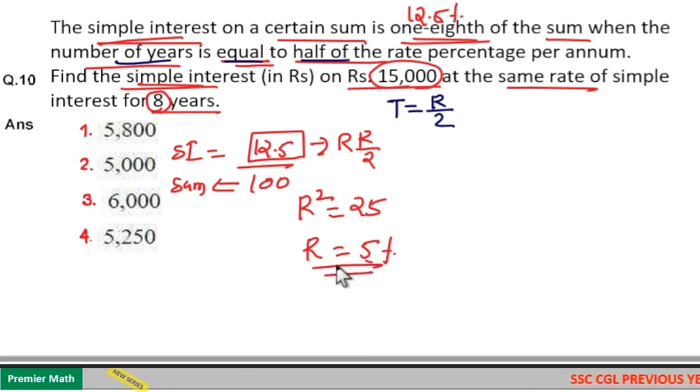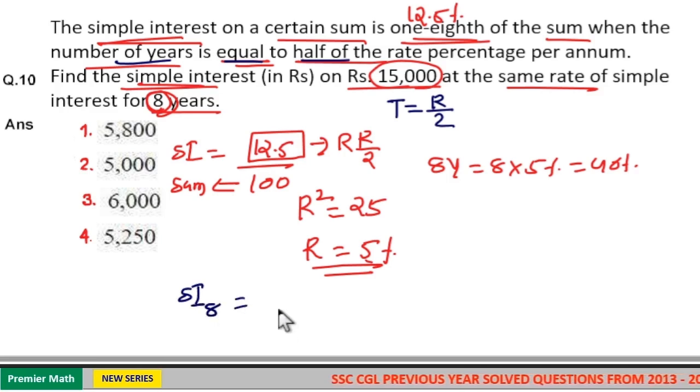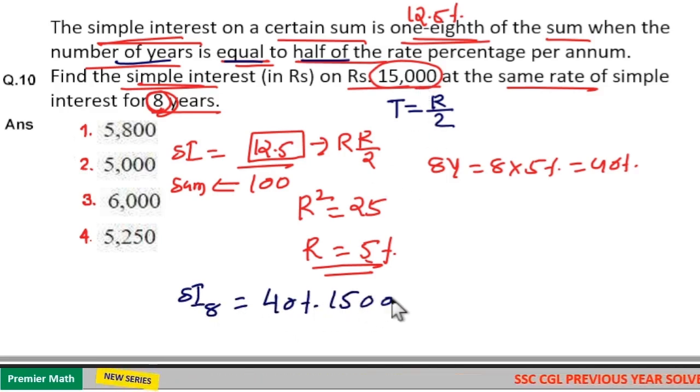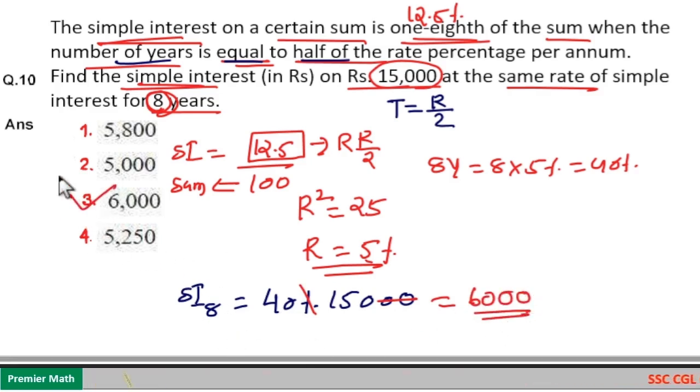R is equal to 5 percent, which means for 1 year 5 percent is the rate. Then for 8 years, 8 into 5, 40 percent is the rate. So simple interest for 8 years is equal to 40 percent of the sum 15,000. Now the percentage and 00 cancel. 15 into 4 is equal to 60. 6,000 is the interest generated for 8 years. Option 3 is your answer.